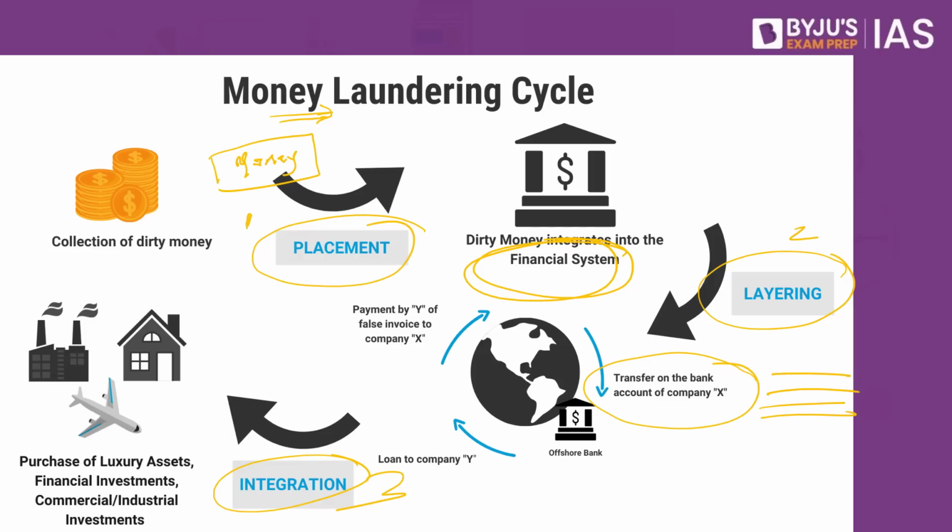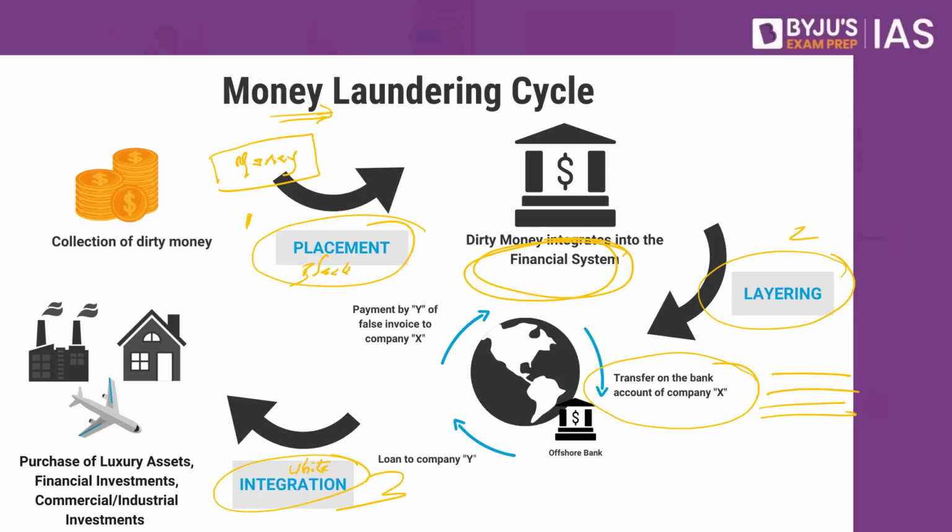So in the placement, illegal black money goes in, and when it comes to integration, what you have is the white or legitimate money. So money laundering happens in three important steps. It is not necessary that it always happens with respect to these three stages. There might be a number of stages which might also be omitted.